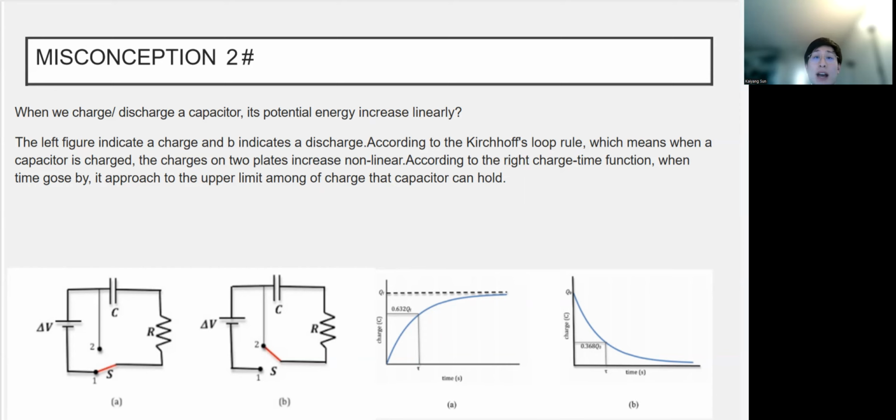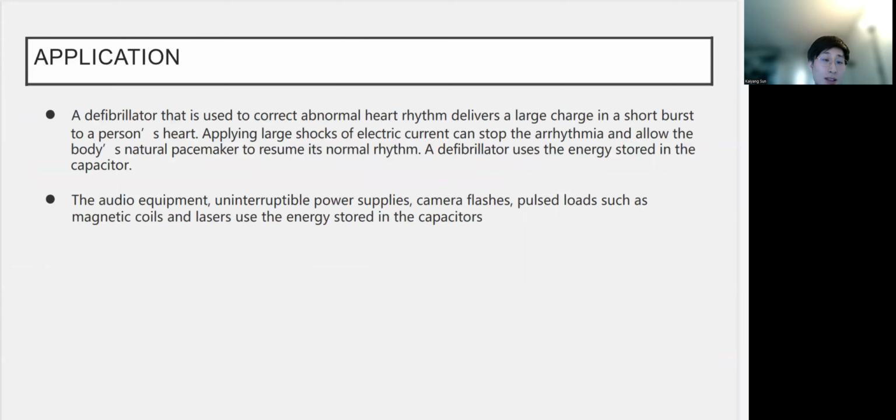Capacitors also have many applications in life. We provide some examples. A defibrillator that is used to correct abnormal heart rhythm delivers a large charge in a short burst to a person's heart. Applying large shocks of electric current can stop the arrhythmia and allow the body's natural pacemaker to resume its normal rhythm.